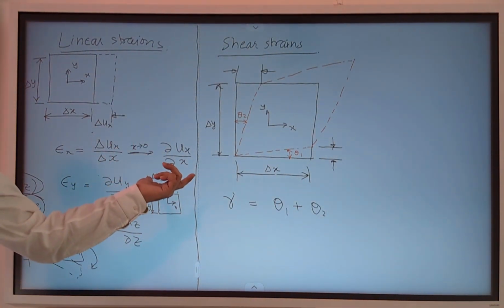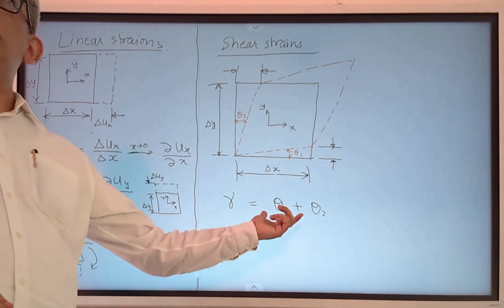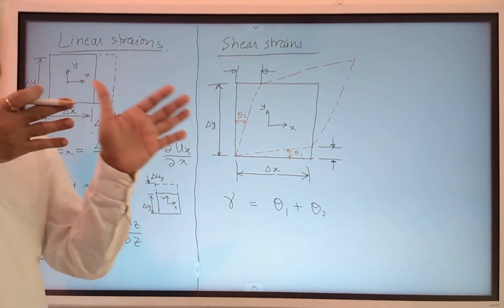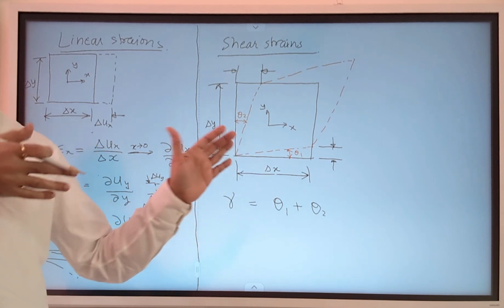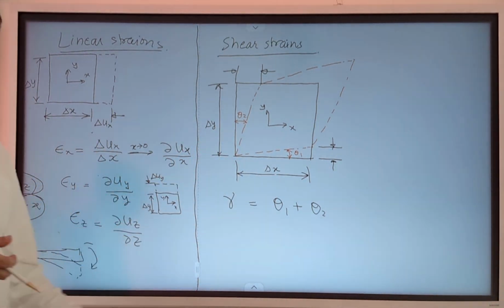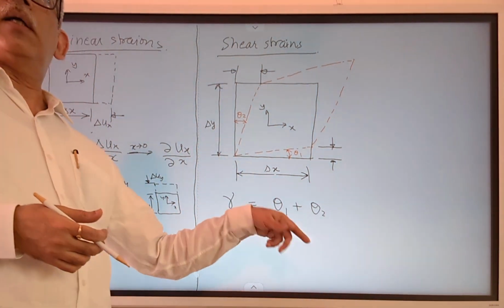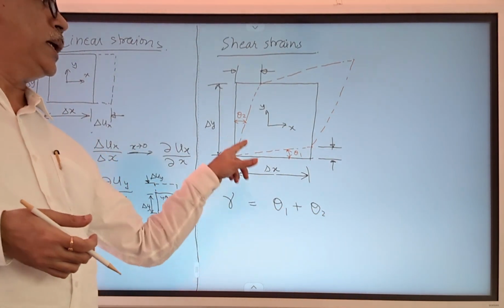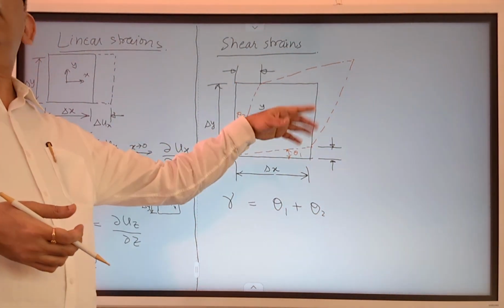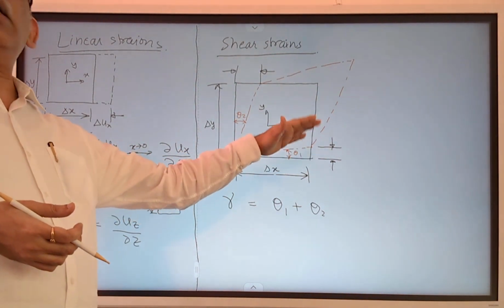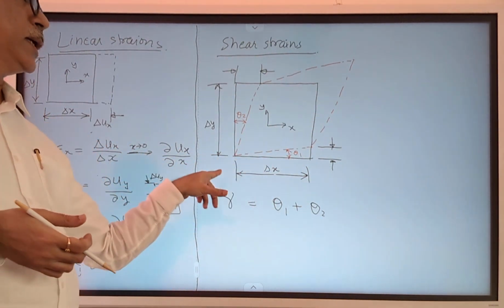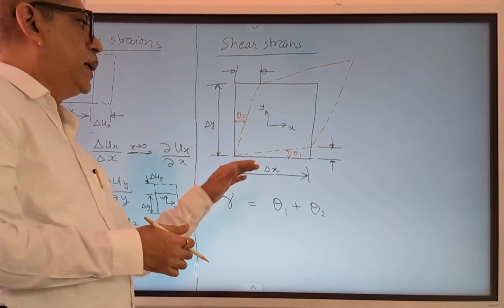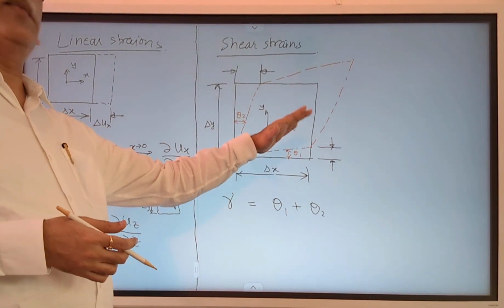Both these strains are dimensionless, but in case of shear strain, it has the physical meaning that it is an angle in radians. So that is the definition of the shear strain. Our job is to express this theta 1 and theta 2 in terms of the relative displacement of these edges.